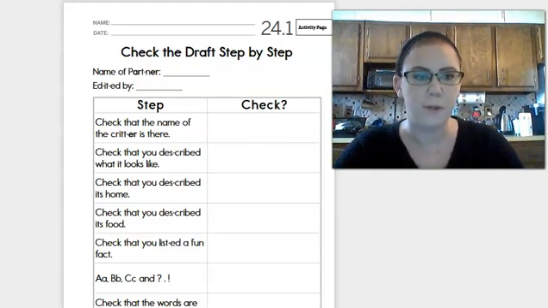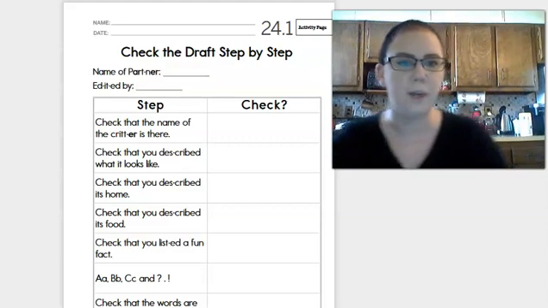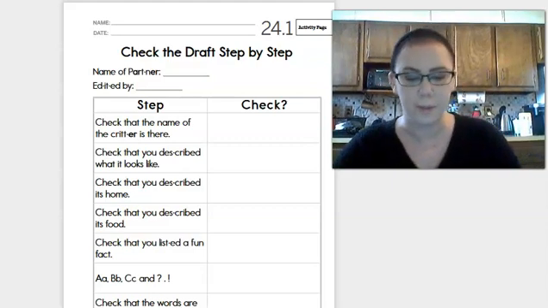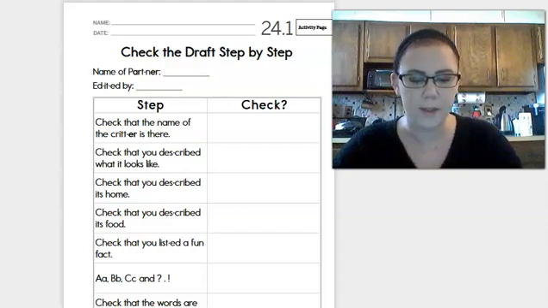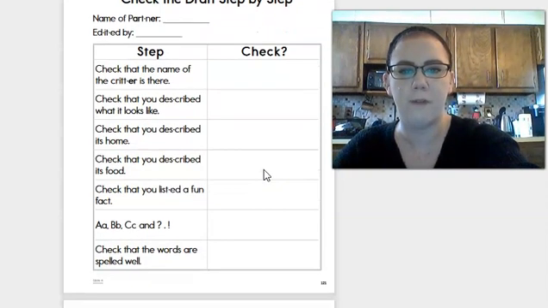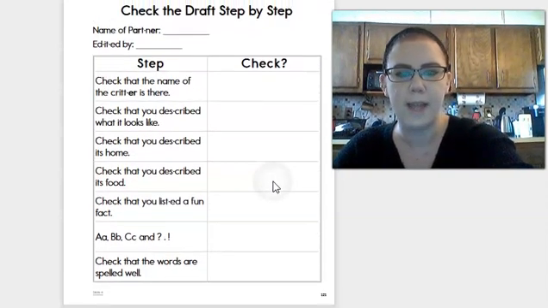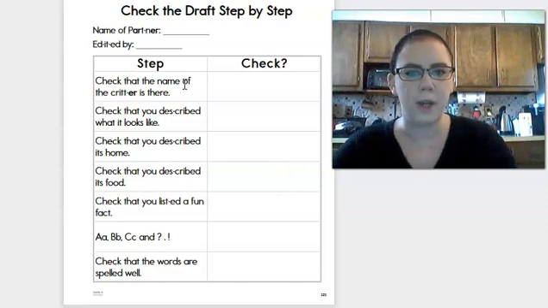So first you want to read your draft. So read what you wrote on page 23.1. Then look at this checklist. So number 1 says check that the name of the critter is there. So look at your page. Is the name of your critter on your paper? If it is, you can put a check mark in this box.